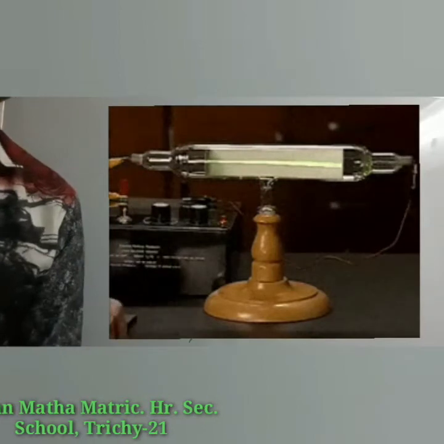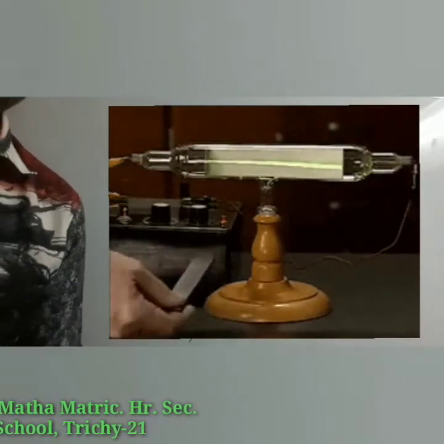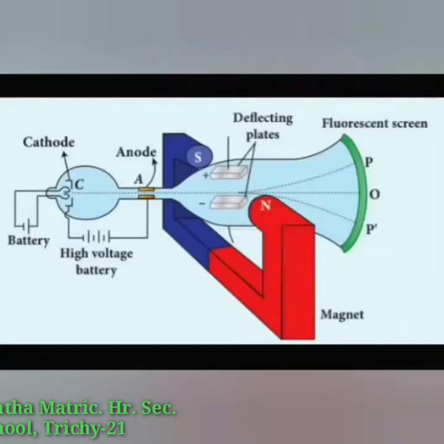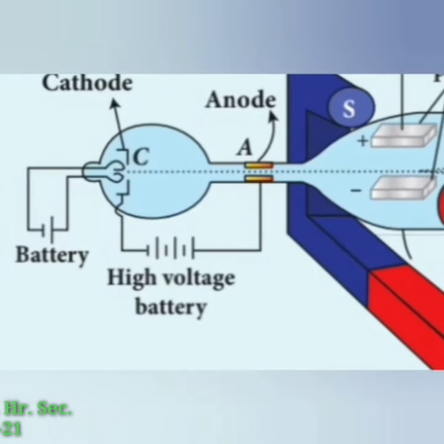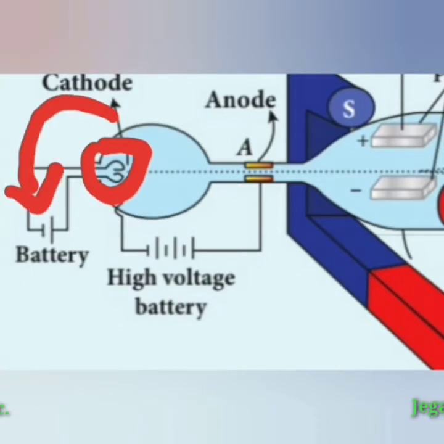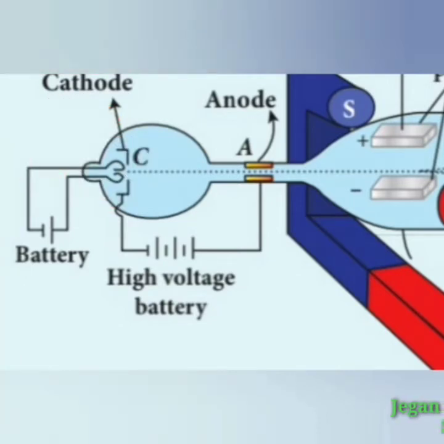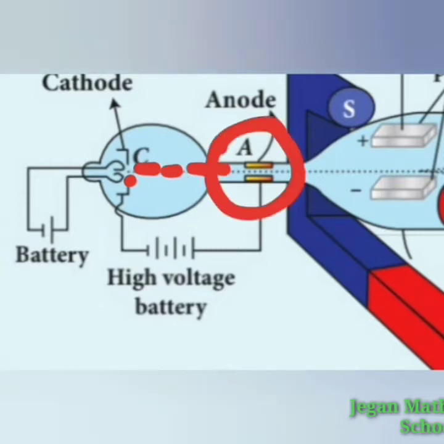Let us discuss the arrangement of J.J. Thomson's experiment. The arrangement is shown here. A highly evacuated discharge tube is used in this experiment. The cathode rays, that means the electron beam, are produced at the cathode, which is connected with the battery. The electron beam coming out of the cathode is attracted by the anode, which is connected with the high voltage battery as shown here.